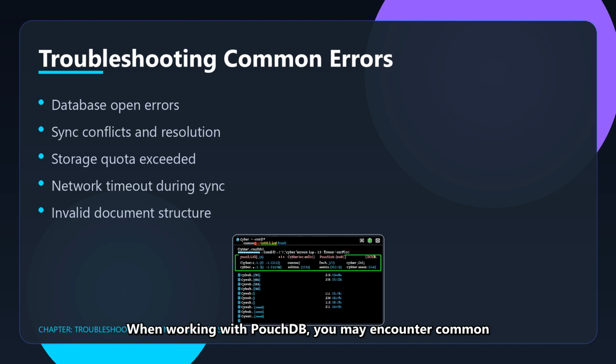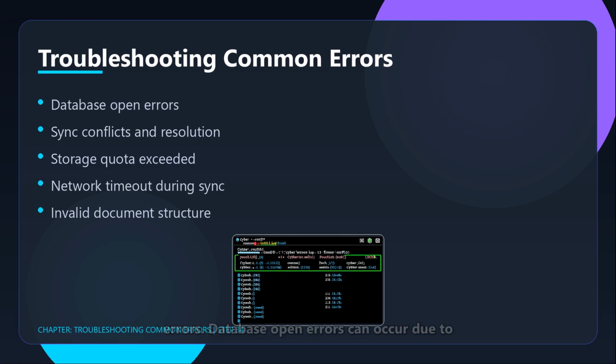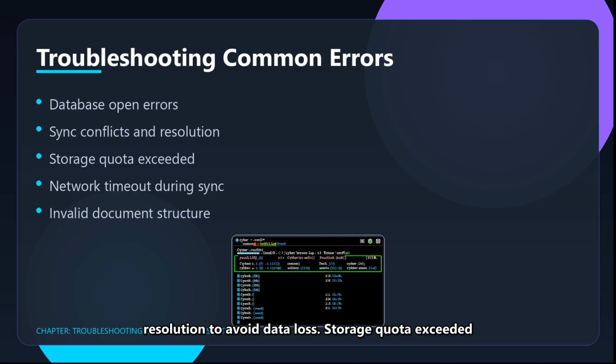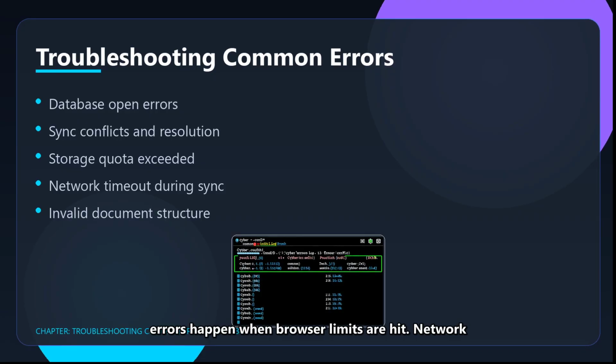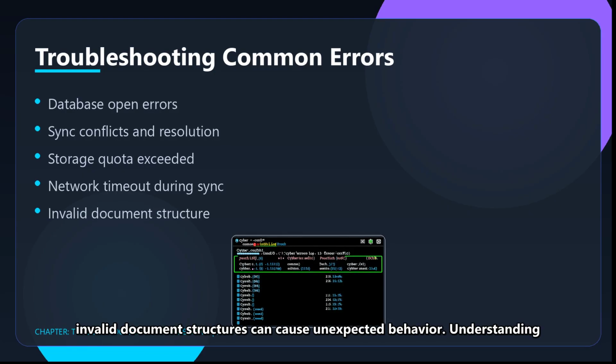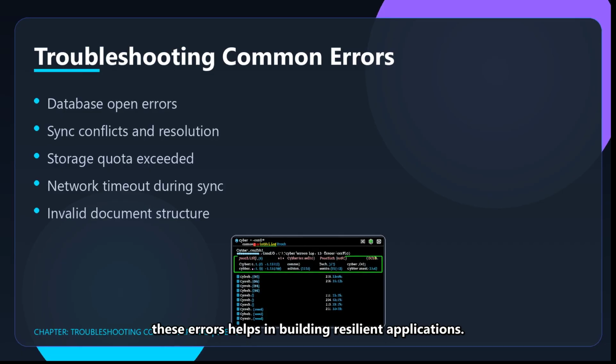When working with PouchDB, you may encounter common errors. Database open errors can occur due to browser issues or corruption. Sync conflicts need careful resolution to avoid data loss. Storage quota exceeded errors happen when browser limits are hit. Network timeouts during sync can disrupt data consistency, and invalid document structures can cause unexpected behavior. Understanding these errors helps in building resilient applications.